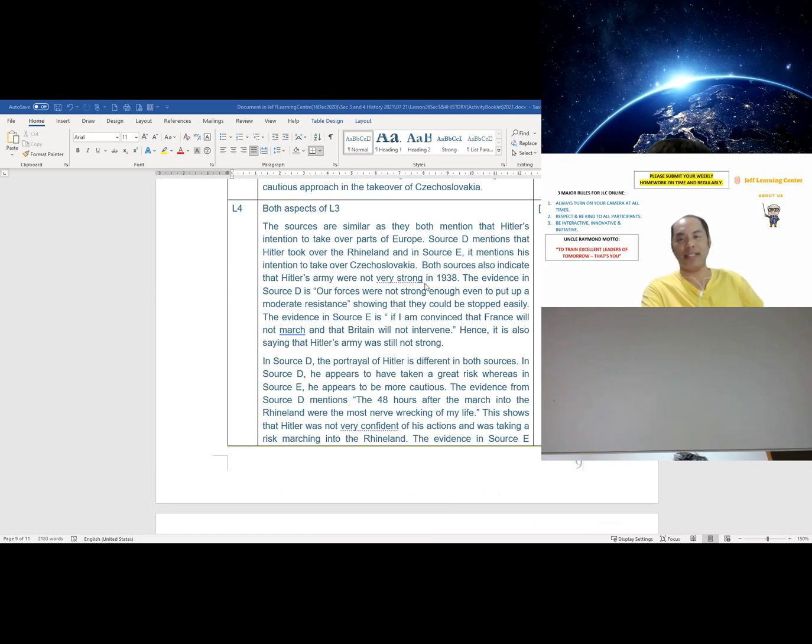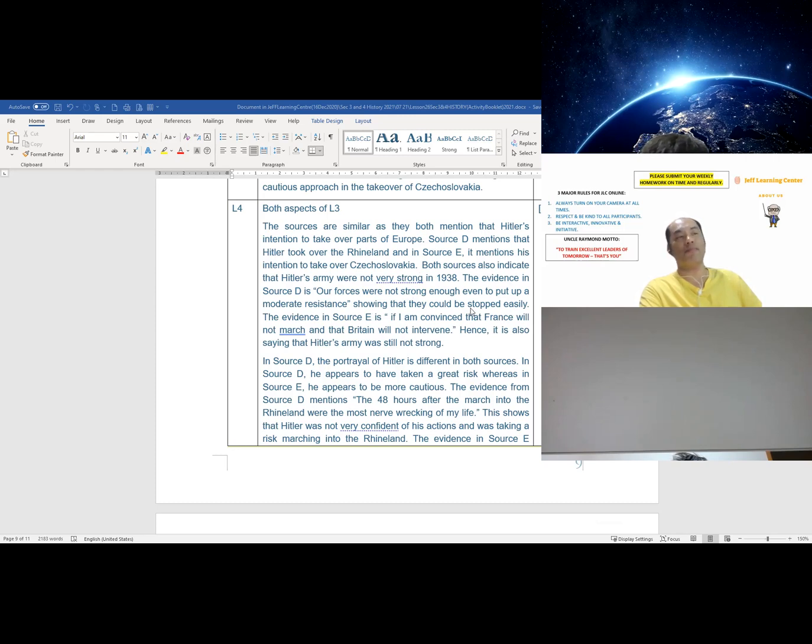Remember the 4 years plan, the same as Russia's 5 years plan. So the evidence in source D is that our forces are not strong. That's the keyword. So instead, I would say not strong. Both sources indicate that Hitler's armies were not ready, as they are not strong enough. I would prefer the answer like that. So the evidence in source D, our forces, blah, blah, blah. Okay, this one I don't want to say, showing that they could be stopped easily.